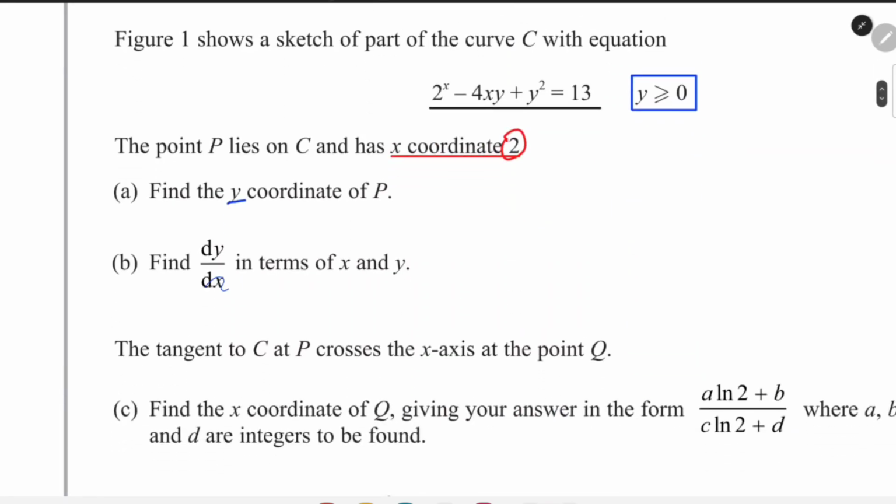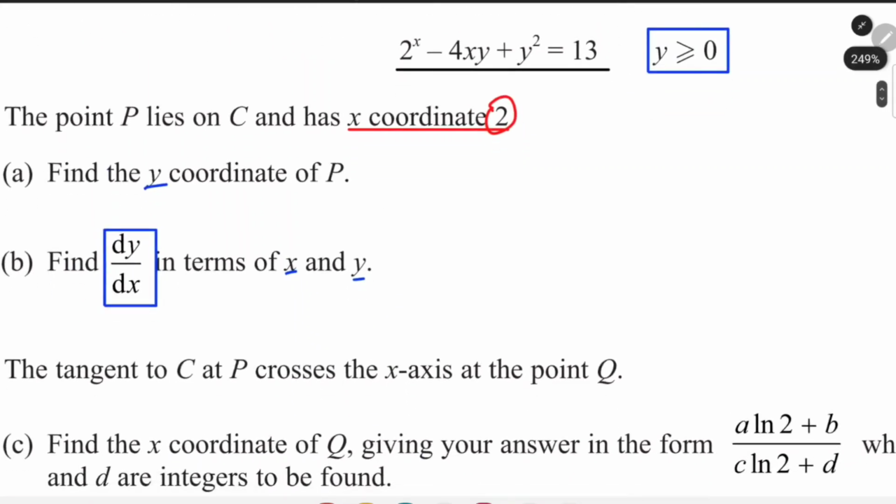Now we need to find dy/dx in terms of x and y. Since we have y and y square over here, we'll carry out implicit differentiation. Now if I differentiate 2 to the power x, we'll go term by term. If we differentiate 2 to the power x, we get 2 to the power x times ln 2.